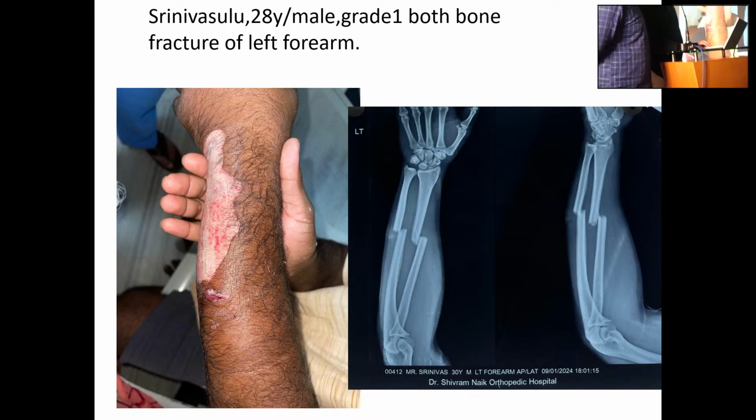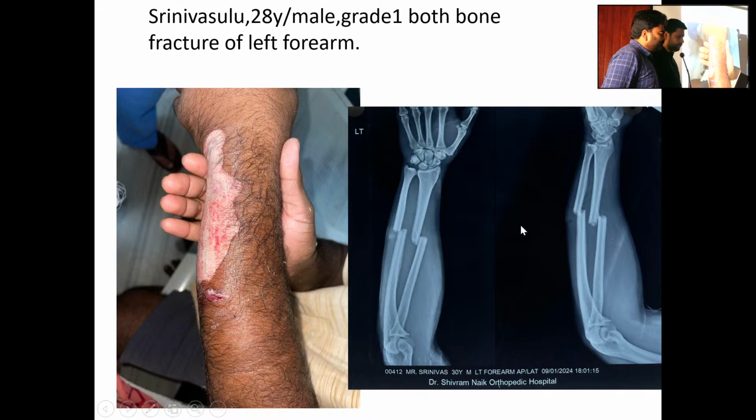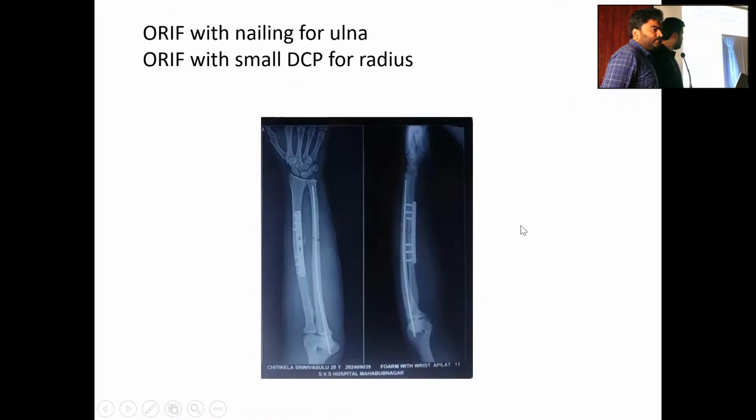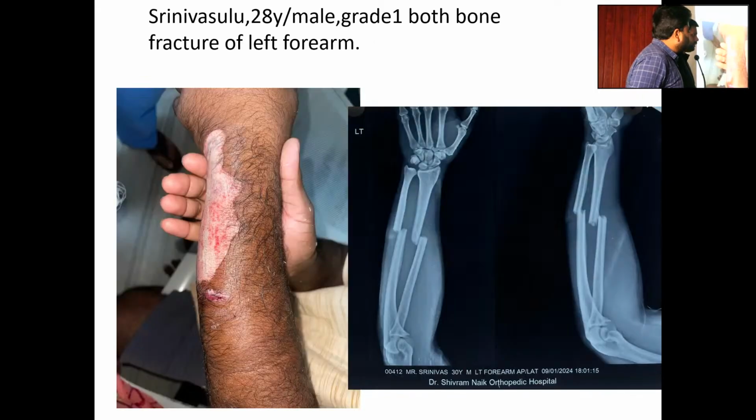A 28-year-old male, sir, with a grade 1 compound both bone fracture of left forearm, sir. He had a wound on the ulnar side, sir, and abrasion, sir. We have fixed with open reduction internal fixation with nailing for ulna and 8-hole small DCP for radius. Yes, okay. Why not a plate on the other side? There is a wound. All right, there's a wound and abrasion. Justified. Next one.